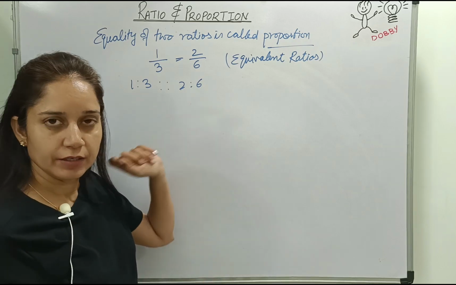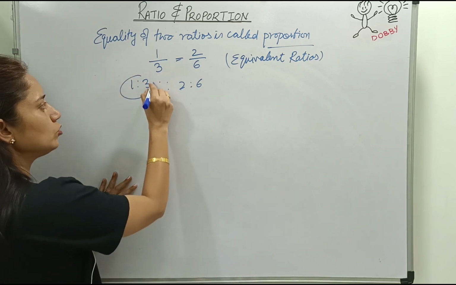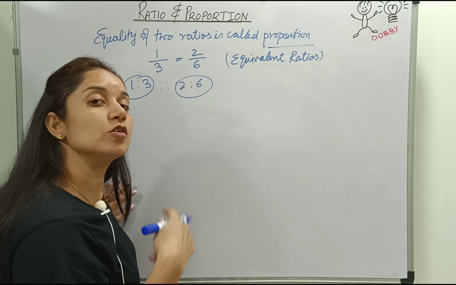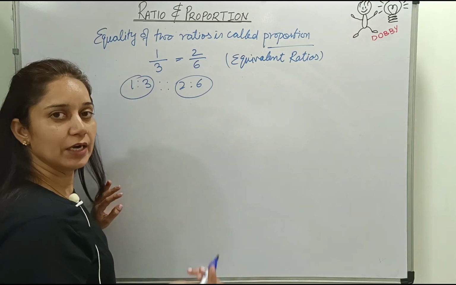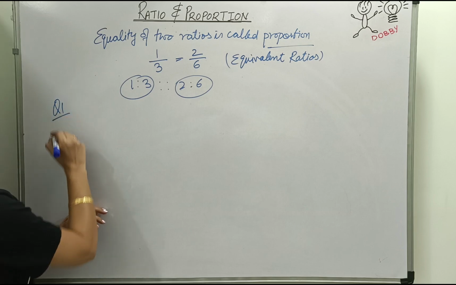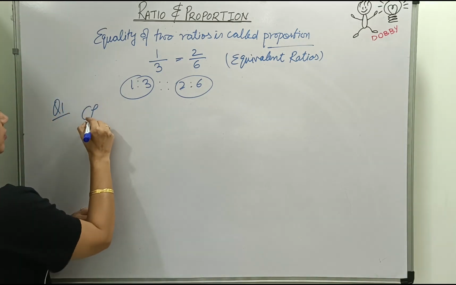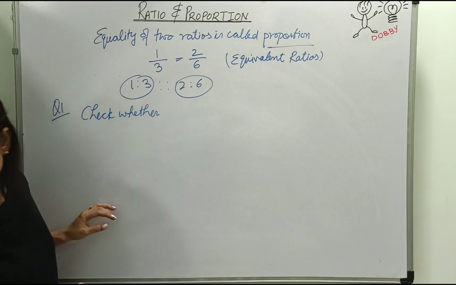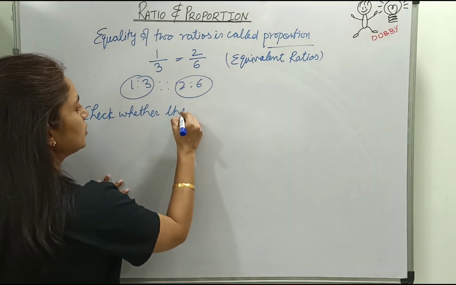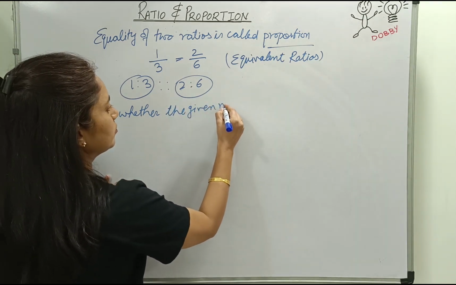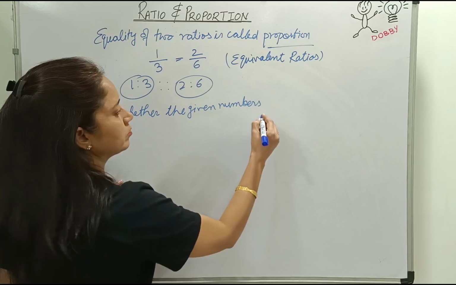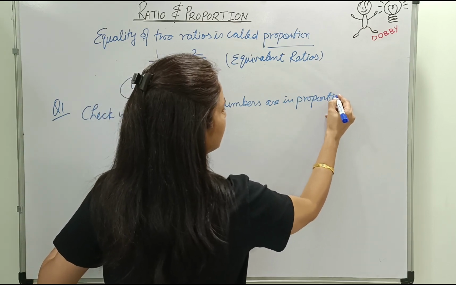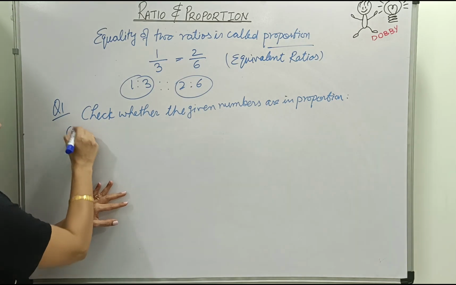These are equivalent ratios. So one ratio, as you know, should have the same unit. In the same way, another ratio should also have its own same units, right? So let us try some sums. Check whether the given numbers are in proportion. So we have to check whether the given numbers are in proportion or not. Let us do the first question.